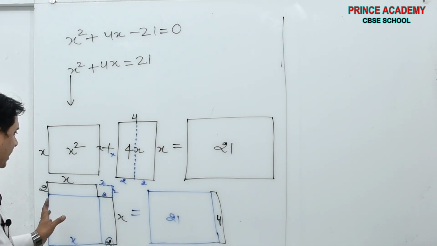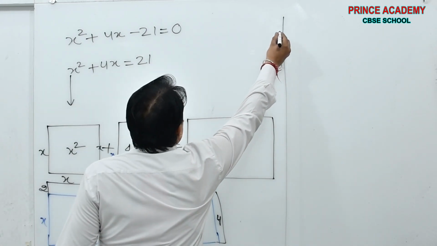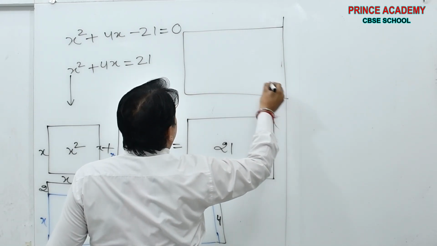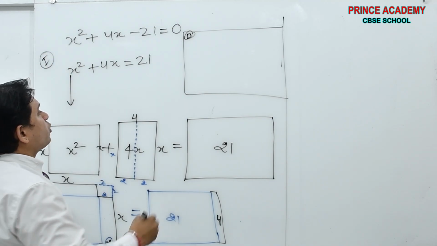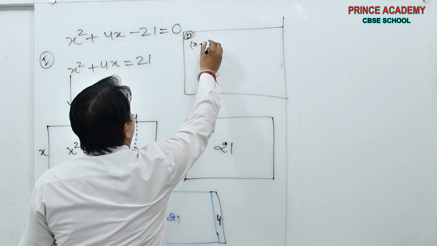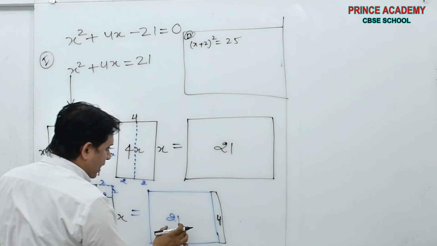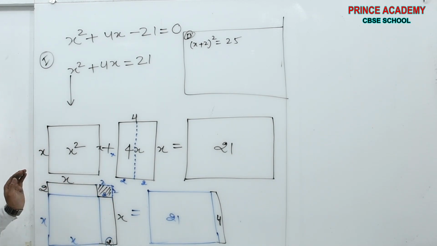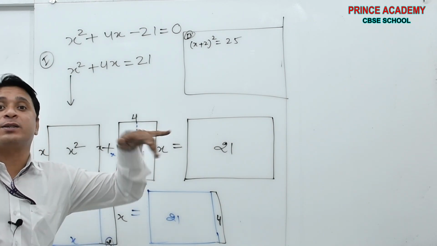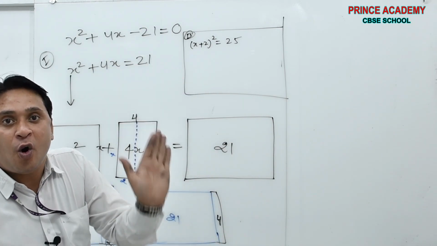Now see what happens. It is the square of side x plus 2 now. I am doing this portion here, beta. This is the second part, this is the first part. This is the square with side x plus 2, and this is the square with area 25, 21 plus 4, because this extra area 4 was added to make it a whole square.